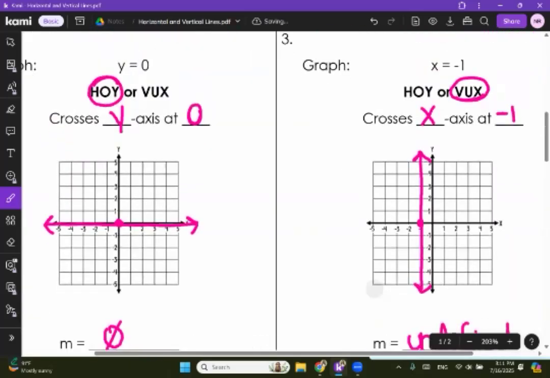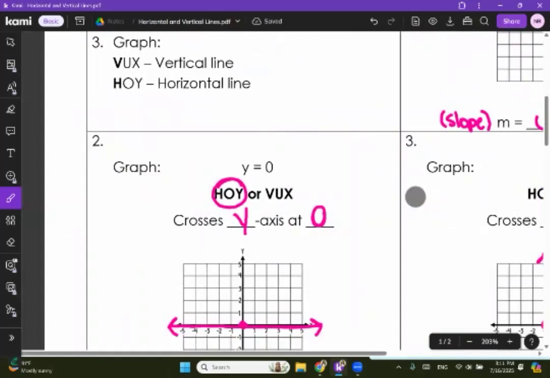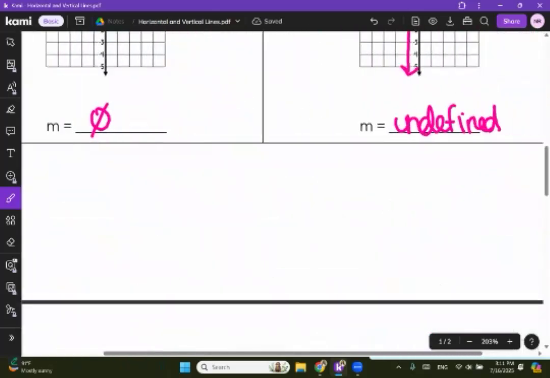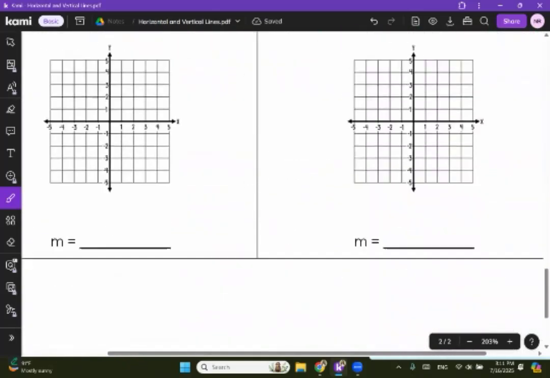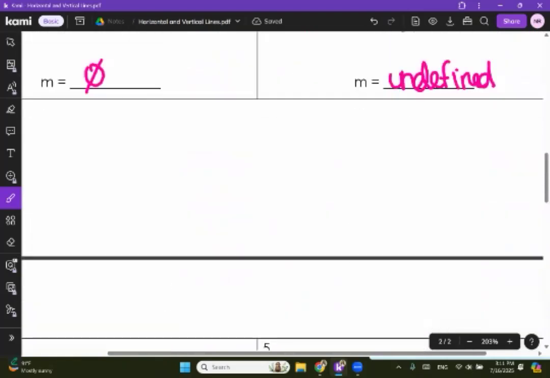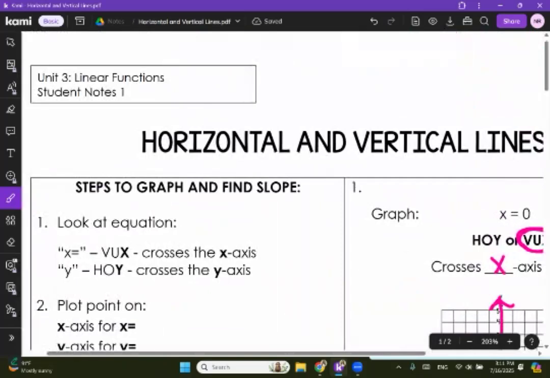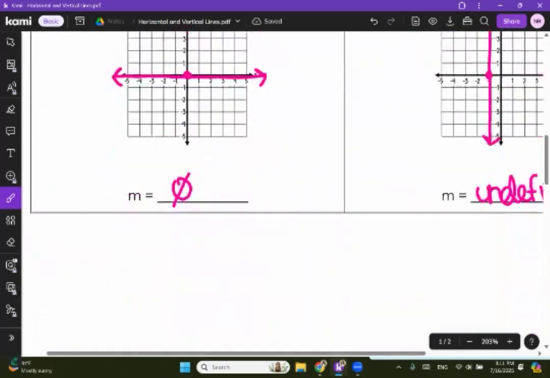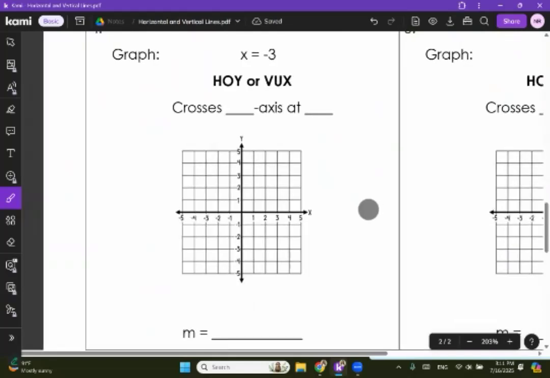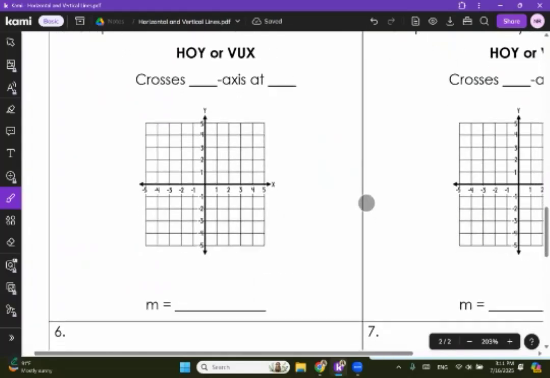Oh, was that it for that one? 1, 2, 3, I think. Oh yeah, it is. I think my notes kind of got mixed up. Anyway, moving on.